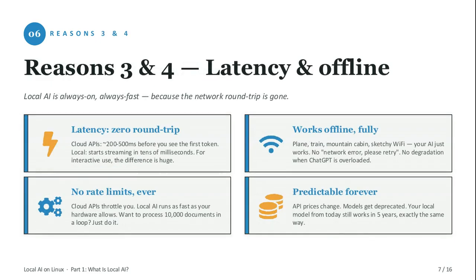Reasons 3 and 4 are about responsiveness. Cloud APIs spend 200 to 500 milliseconds just getting your request to a data center before the first token appears. Local models start streaming in tens of milliseconds, which transforms how interactive the experience feels. And because there's no network in the loop, your AI works on a plane, in a cabin, on flaky Wi-Fi. No rate limits when you want to chew through 10,000 documents, no surprise API price hikes, no deprecated models. The one you download today still runs identically 5 years from now.